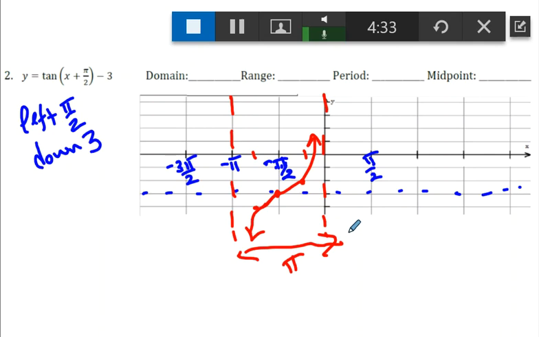Okay, so I'm going to write down the words for what I was telling you there. To transform tangent, you need to shift the midpoint first.